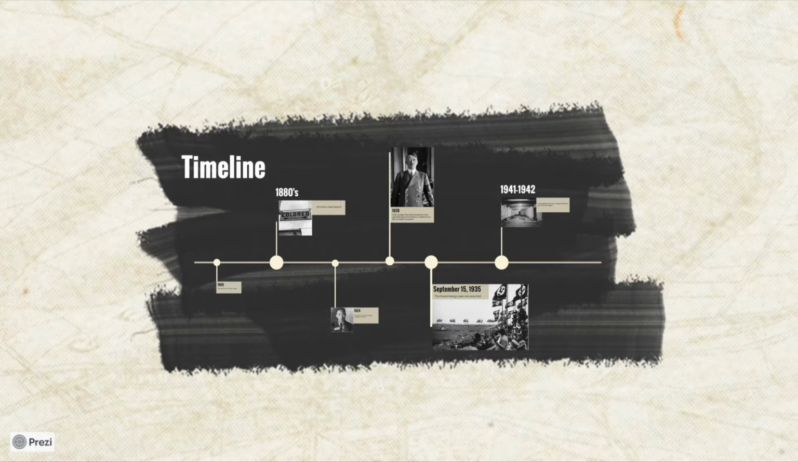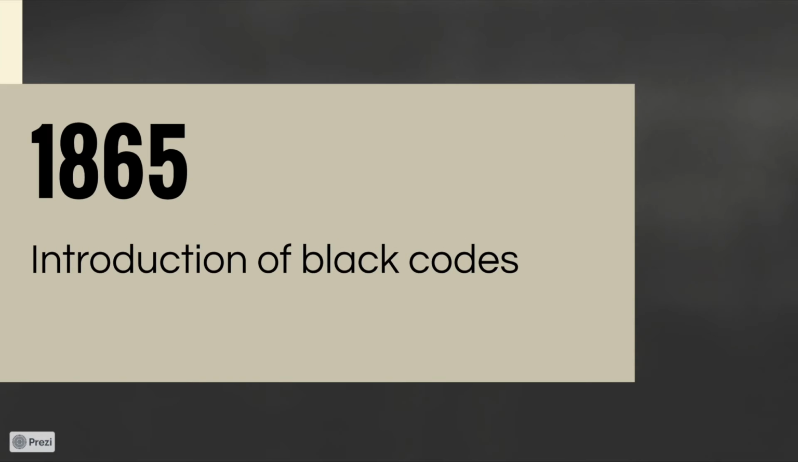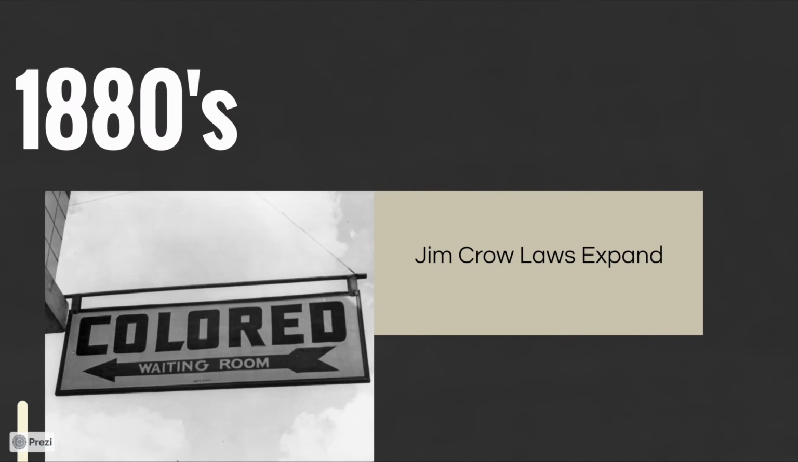So in 1865, we have the introduction of Black codes, and this is actually the same year that the 13th Amendment passed. This was in response, in a way, to try and limit the freedoms that Black people were starting to gain. These were like the first versions of Jim Crow laws. And then in the 1880s, the Jim Crow laws start to expand across the entire country.